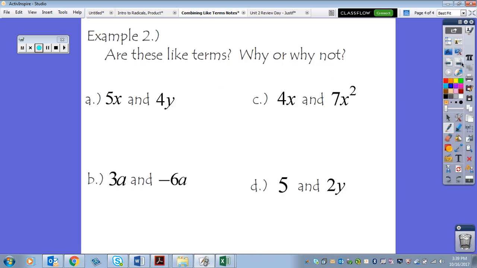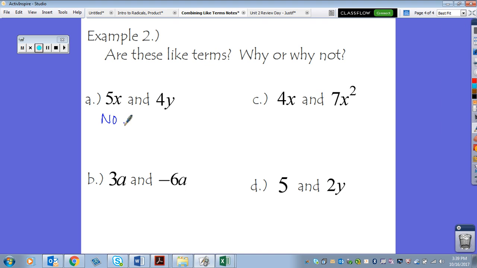All right, so let's practice identifying like terms. 5x and y. Are they like terms? Take a second, think about it. No, they are not like terms. They're not like terms because they don't have the same variables. Okay? If you don't have like terms in an expression, then the expression can't be simplified. So we would say these terms are already simplified because I cannot combine them any further.